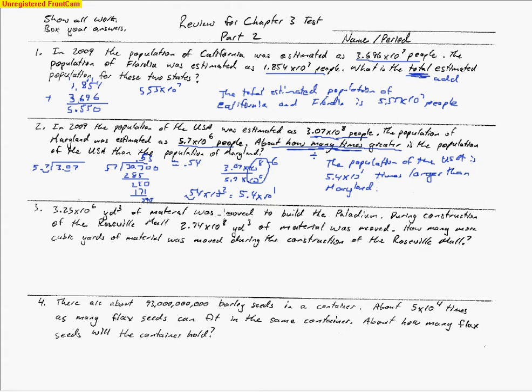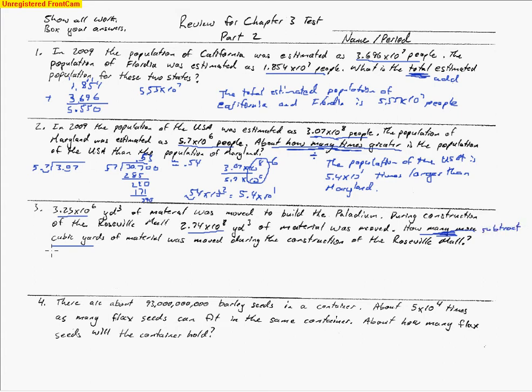Looking at the next one, it says 3.25 times 10 to the 6th cubic yards is what this represents. Cubic yards of material was used to build the Palladium, and during the construction of the Roseville Mall, this many cubic yards of material was moved. They want to know how many more. That's my key phrase there. How many more cubic yards of material was used during the construction of the Roseville Mall? I know this number is bigger for the Roseville Mall because I look at the exponent, and the exponent's larger. The many more means I need to subtract these two numbers.